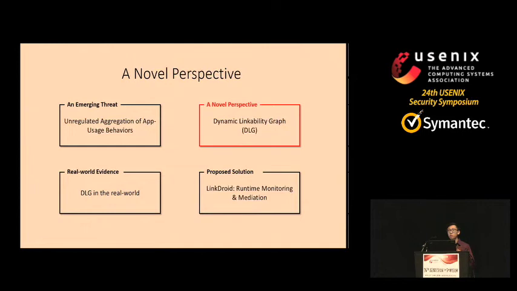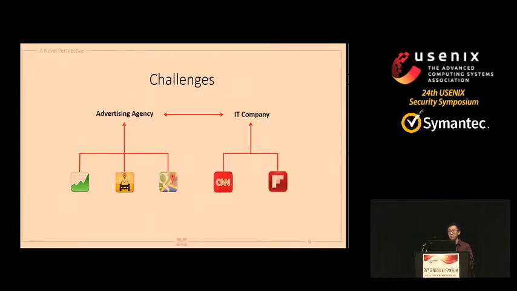Next, let me explain how we characterize this problem using the Dynamic Linkability Graph. Before that, allow me to explain the challenges, right? Here's the overview. Apps collect information. They send it to the advertising agency or IT companies, which may share information with each other and do the aggregation. It's crystal clear. What is the challenge about this?